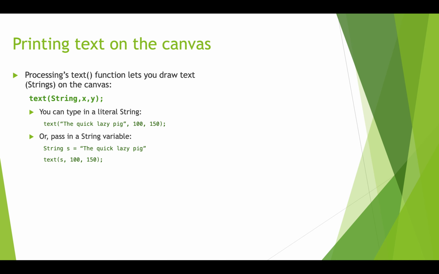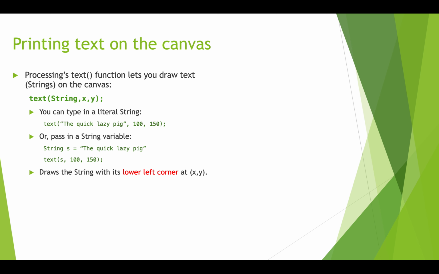It looks like this: text, string, and then X and Y coordinates. So you can use this in two different ways: by typing in a literal string like this, text, the quick lazy pig, and then the coordinates. Or you can put your text into a string variable, s, and then pass s into the text function. Either way works fine. This will draw the string with its lower left corner at x, y.